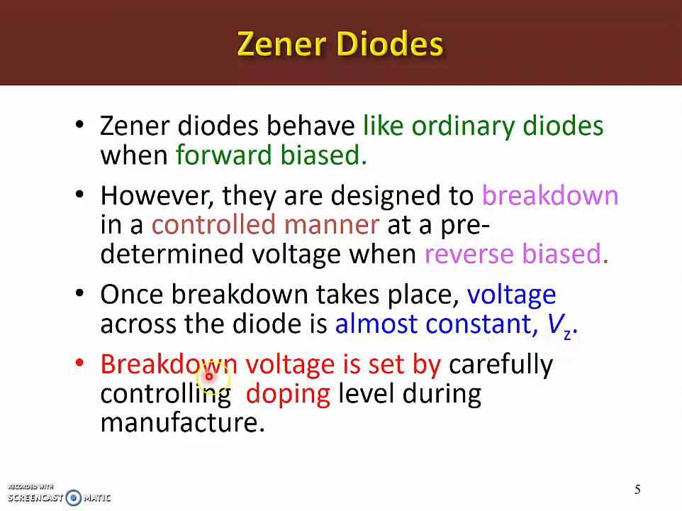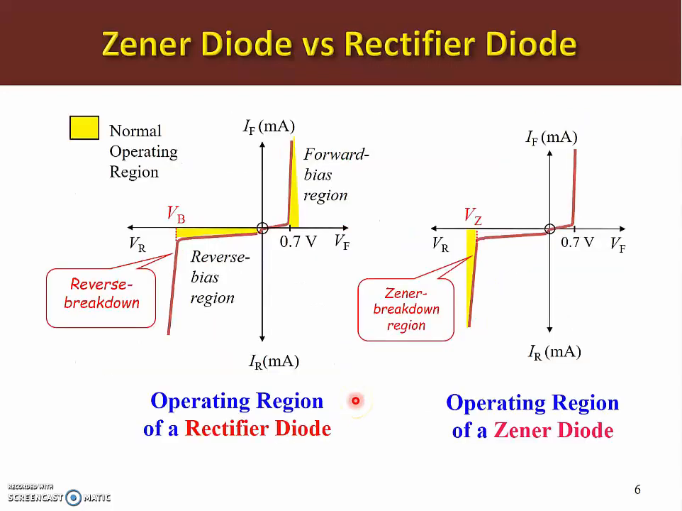The Zener voltage or breakdown voltage is set carefully by controlling the doping level during manufacturing. This is the VI curve of a normal PN junction diode, which is often used as a rectifier diode. What is rectified will be discussed in another unit. Let's focus on this VI curve.